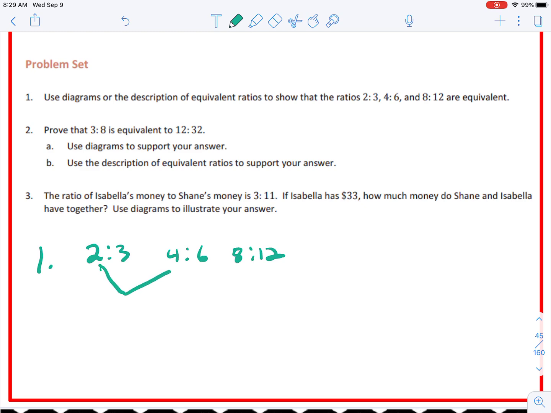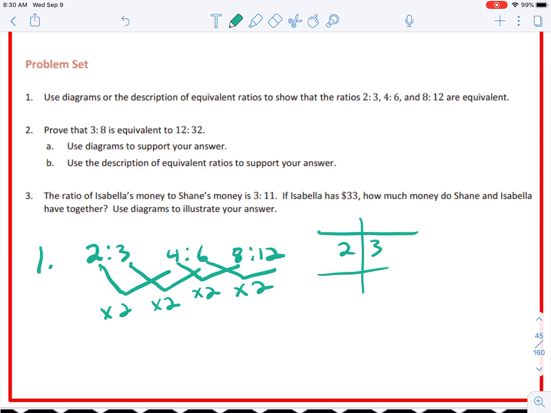Okay, what do I have to do to 2 to get 4? Multiply by 2. What do I have to do to 3 to get 6? Multiply by 2. What do I have to do to 4 to get 8? Multiply by 2. What do I have to do to 6 to get 12? I multiply by 2. Okay? So these are all equivalent. Another thing you could have done is just made a simple table. 2 to 3, 4 to 6, 8 to 12. Okay? Those are all equivalent. That was number 1. Okay? Number 2.